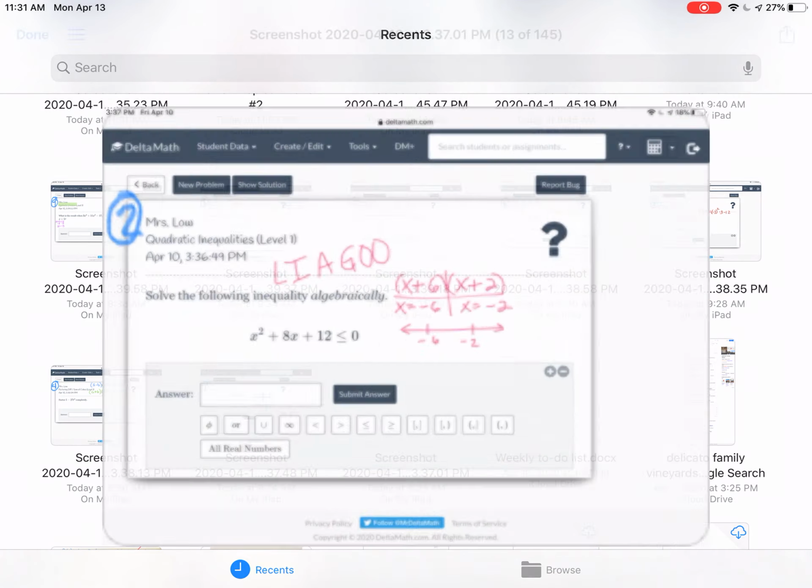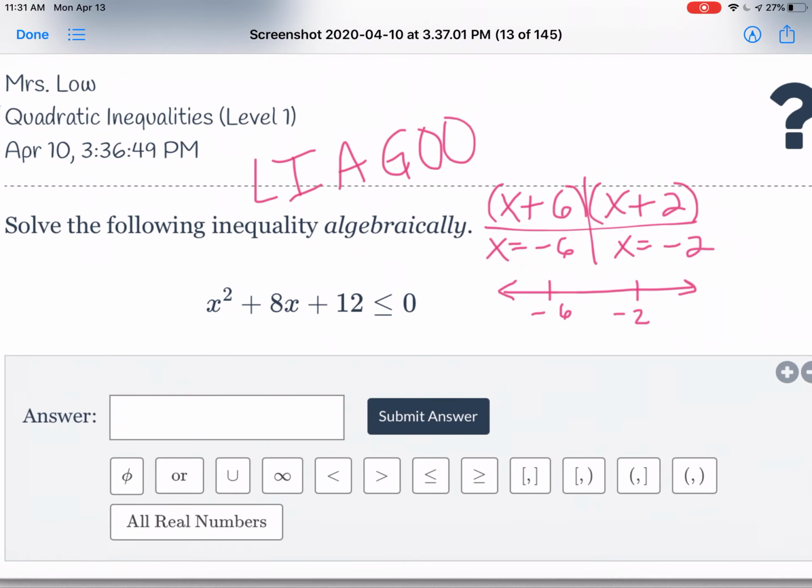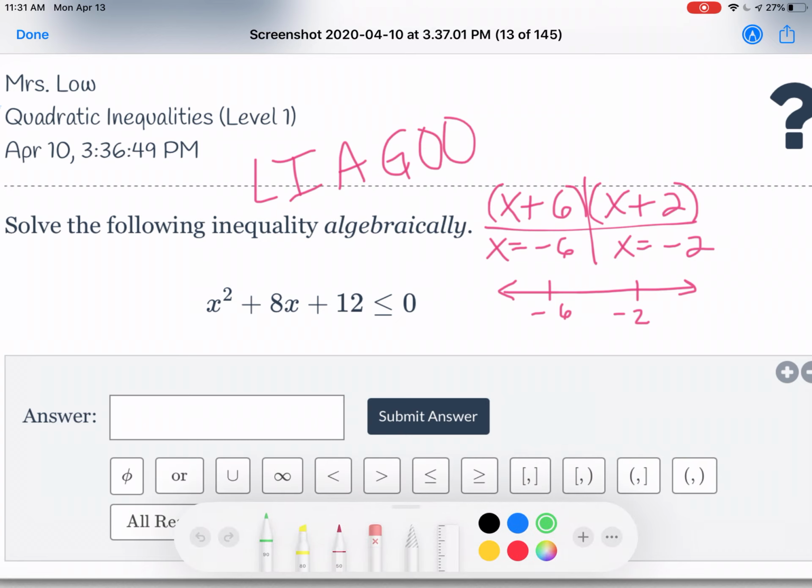is a LEAGO question. So I set it up, I started doing it. So it's a trinomial, so we're just going to factor and find the critical values. After we find our critical values, we notice that this is less than or equal to. So we know that I'm going to include the -6, I'm going to include the -2. The quadratic is less than.